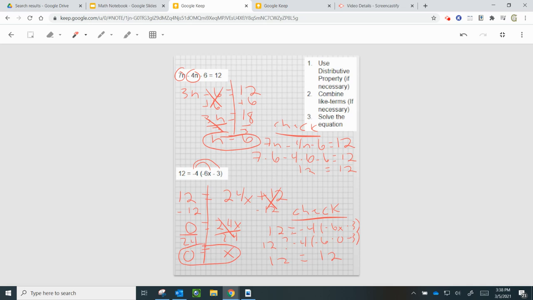So that's the idea with multi-step. Start with simplifying them, then using strategies like distributive property, combining like terms that we talked about, and then solve the equation.